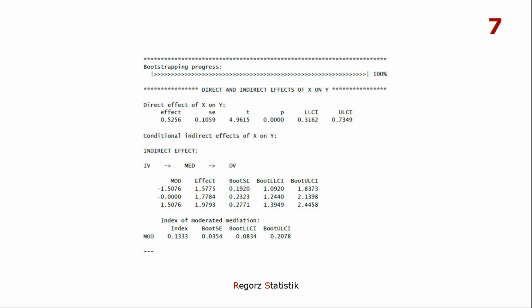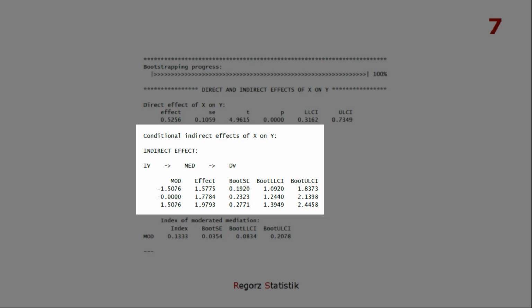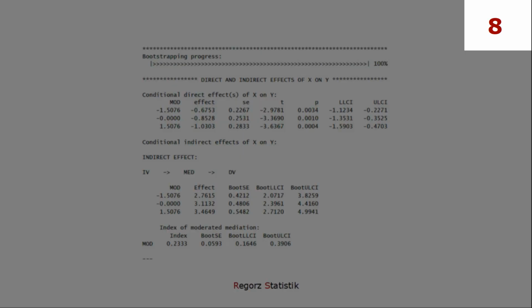If that is the case, we look at the conditional indirect effects. That is, at indirect effects for 3 different levels of the moderator. -1 standard deviation, mean, and +1 standard deviation of the moderator. And here we see the effects for those 3 levels of the moderator. And with the confidence intervals, we see that for all 3 values of the moderator, we have a significant indirect effect. This is the same output for model 8.